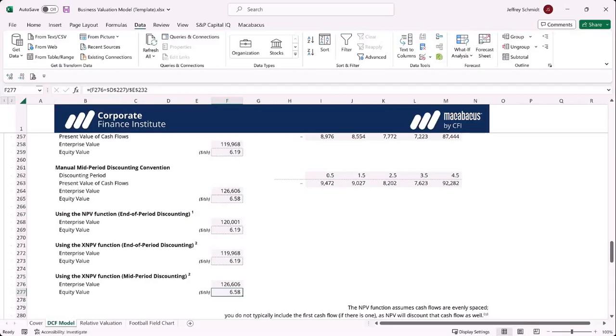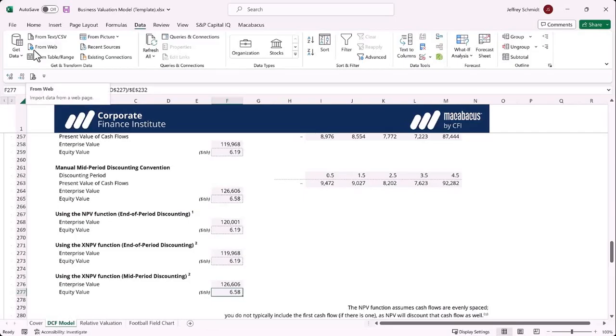The reason why we do all of these is to show you the strengths and weaknesses. So you can obviously do manual discounting. You can use NPV. You just have to be aware that the first cash flow in an NPV is discounted. You can use XNPV, but the first cash flow in XNPV is not discounted. And you also have to make sure that you have actual dates when you use XNPV. So they all have their strengths and weaknesses, and we want to show you all of them at the same time.